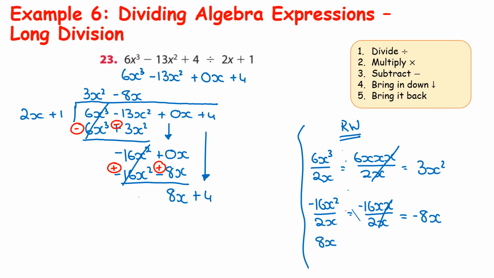Divide. 8x divided by 2x. 8 divided by 2 is 4. That means it's a plus 4. 4 by 2x is 8x plus 4. Divide, multiply, subtract. And that leaves us with no remainder. So these questions are just a little bit longer.